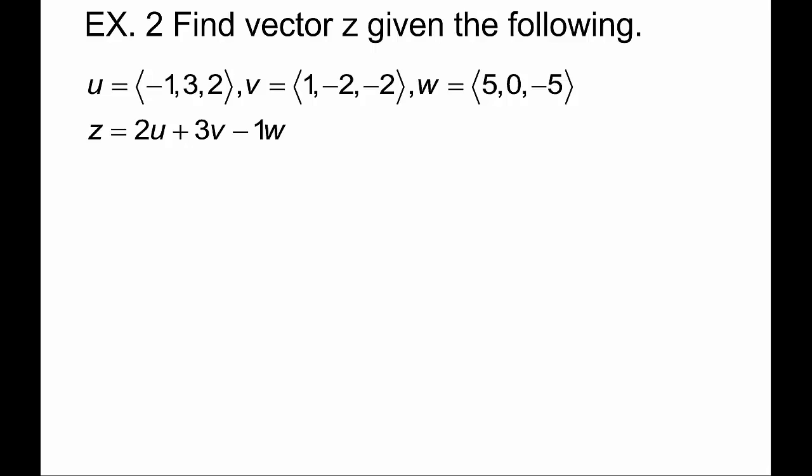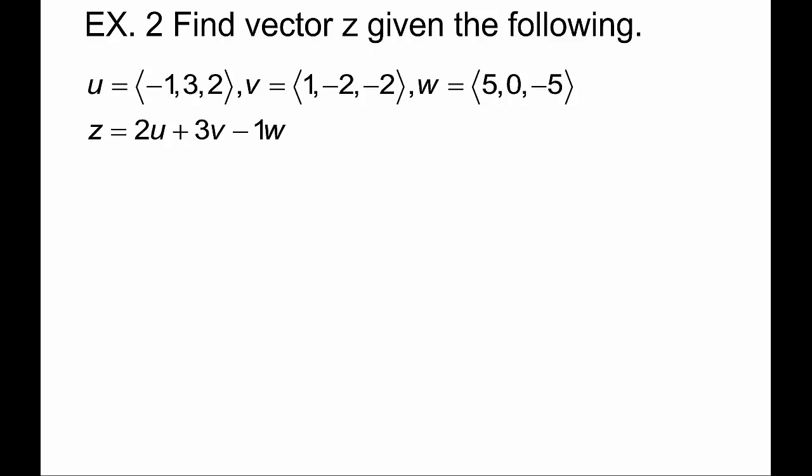Okay, number 2, we're going to find the vector z given the following. Vector u is at negative 1, 3, 2. Vector v is at 1, negative 2, negative 2. Vector w is at 5, 0, negative 5. To find vector z, it is equal to 2u plus 3v minus 1w.